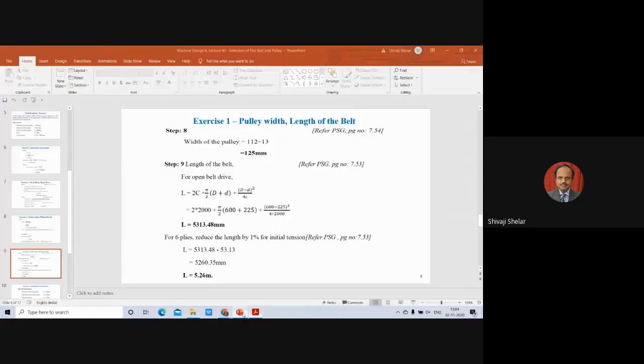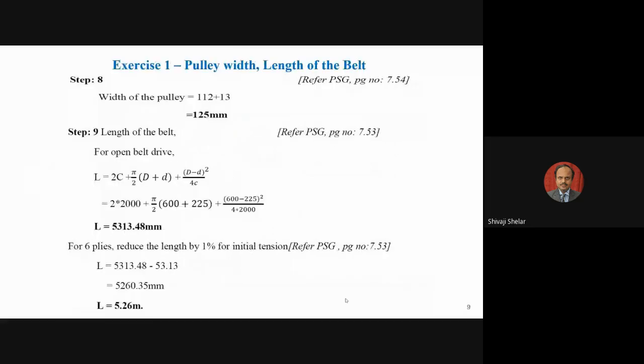So that design calculation you can see here. This is the theoretical length 5313.48. Since we are considering 6 ply, we need to reduce this length by 1% to get the initial tension in the belt. So 5313.48 minus 1% of this value, that is 53.13. So final length required here is 5260.35 millimeter, or in terms of meter, it is 5.26 meters.